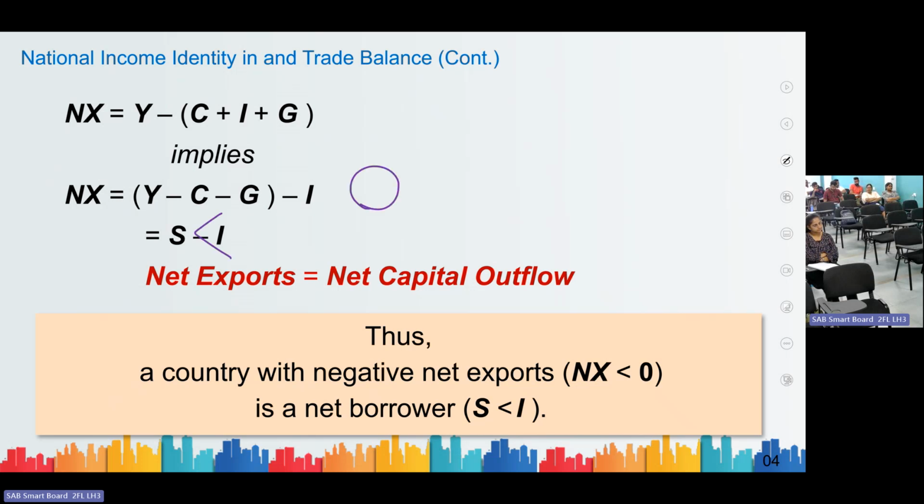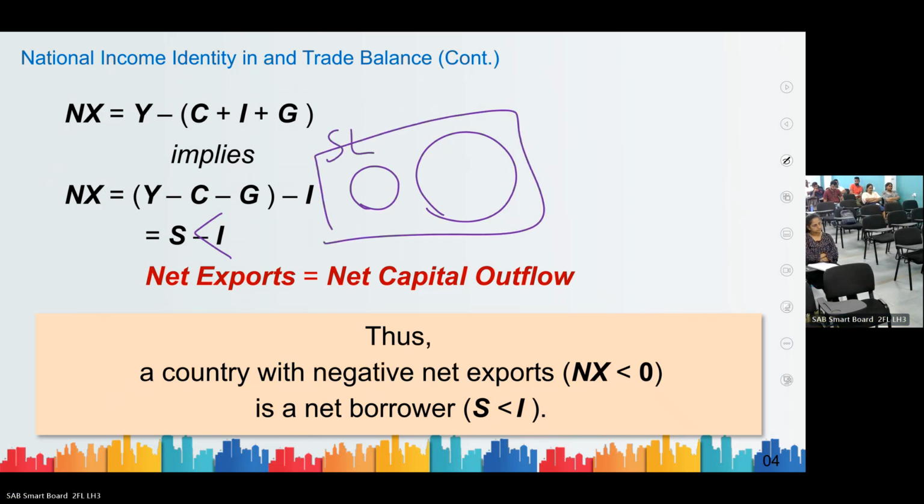Saving is this much in Sri Lanka. Investment is this much. This is Sri Lanka. Saving is not sufficient to cover investment. Then what does Sri Lanka have to do? Sri Lanka has to borrow from abroad.